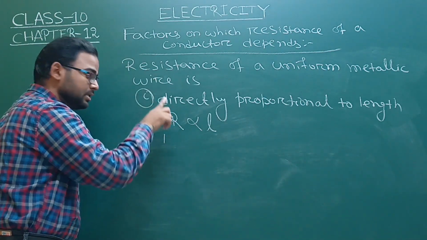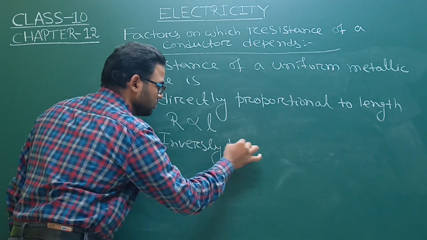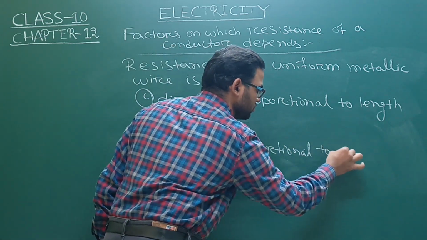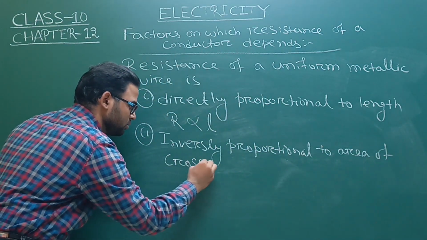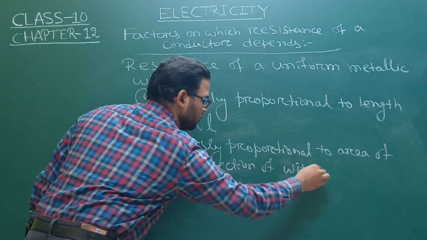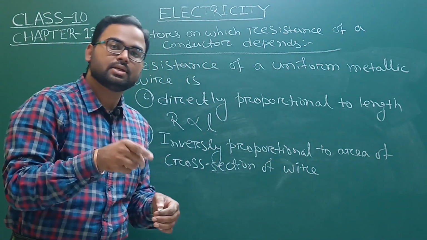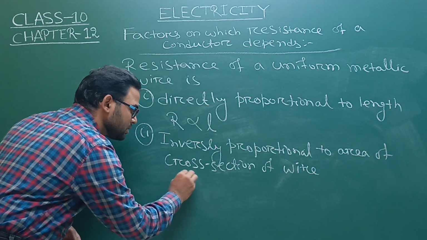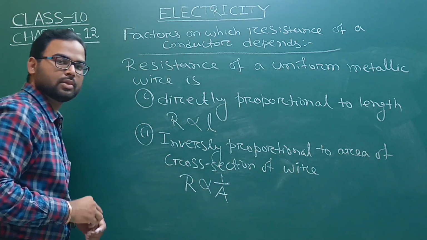And secondly, resistance is inversely proportional to the area of cross section of the wire. Meaning if we increase the area then resistance decreases. So resistance is inversely proportional to area. Let us say the resistance of a wire is R and it is inversely proportional to area A.